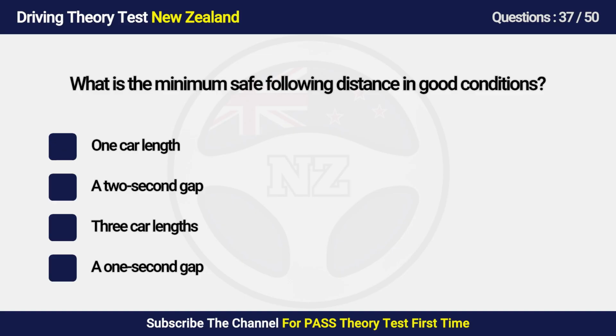A. 1 car length. B. A gap. C. 3 car lengths. D. A gap.